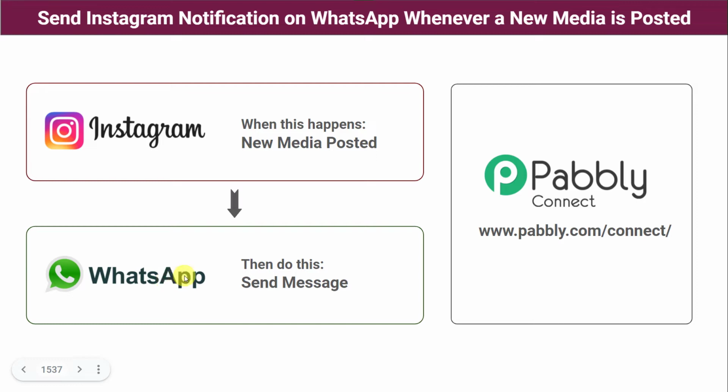But here the problem is that there is no direct connection between Instagram and WhatsApp. So how to do this? As a solution, we are going to use Pabbly Connect. So basically, Pabbly Connect is an automation and integration software which will help us in integrating Instagram with WhatsApp automatically. The best part here is it doesn't require any coding skills or programming knowledge. Even a non-technical person can do this very easily. So let us check this in the real time.